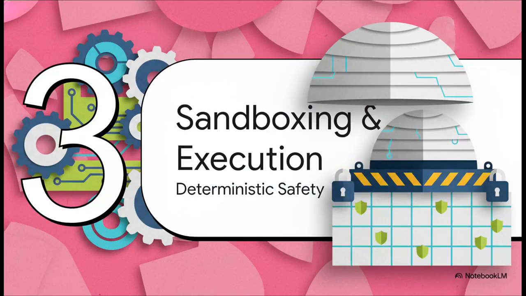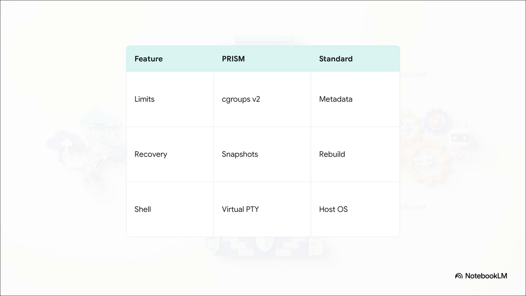All right, moving from the brain to the hands of the platform. Section 3, ironclad sandboxing and execution. How does PRISM actually touch the real world safely? Now, what's really interesting about this slide is when we compare the resource isolation of PRISM's container sandboxing directly against standard Docker-first execution models. The difference in safety is night and day. Open source agents usually run with incredibly weak metadata limits, which leaves your host completely vulnerable.